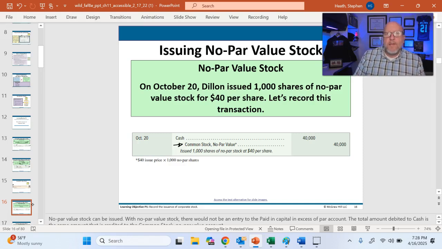In this particular example, we're going to issue 1,000 shares. There's no par value, and we're going to sell each one of those shares for $40 a piece. And therefore, we're going to generate 40,000 in cash, $40 per share times 1,000 shares, 40,000. And then, like we said, it goes into just that one bucket, common stock, no par.